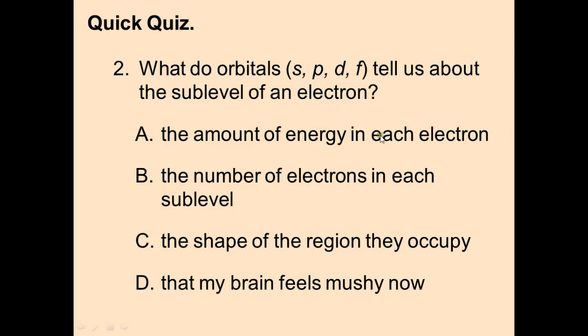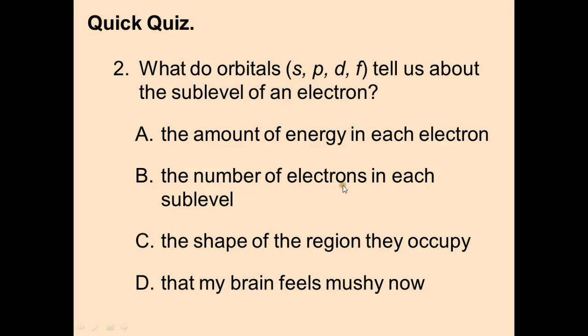So question number 2, what do orbitals s, p, d, and f tell us about the sublevel electron? The amount of energy in each electron, A. B, the number of electrons in each sublevel. C, the shape of the region they occupy. Or D, that my brain feels mushy now. D is just a no-brainer.